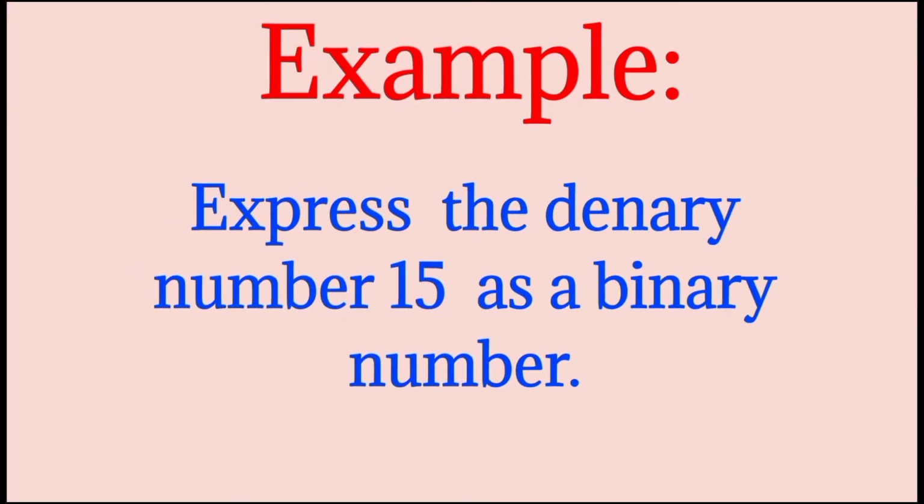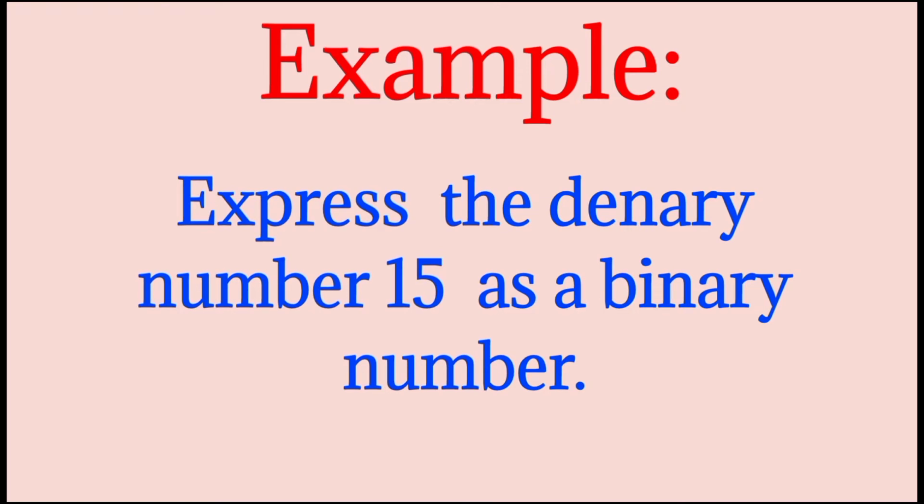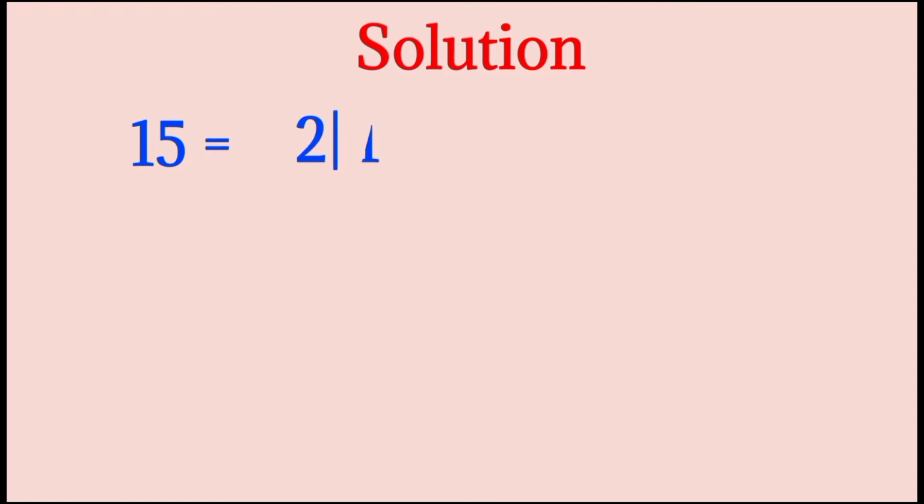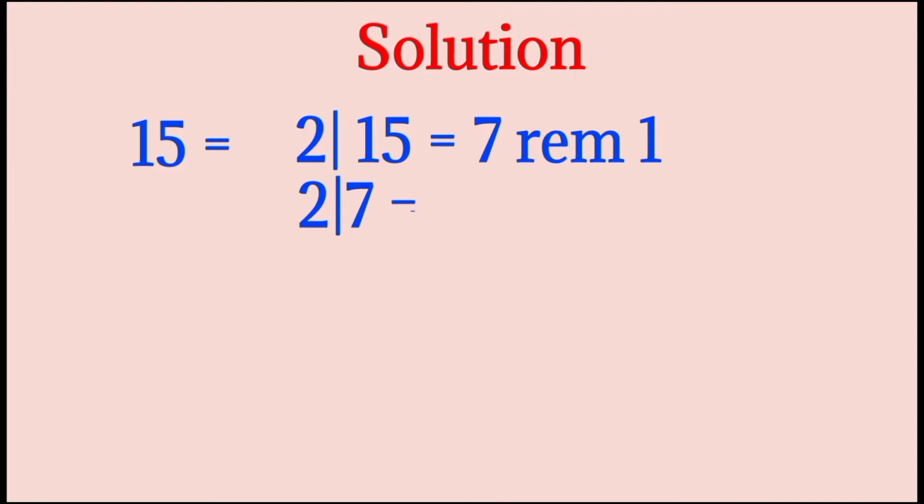Now, this is another example. It says express denary number 15 as a binary number. So in this case, we're expected to convert from base 10 to base 2. The main principle here is the division principle, where you keep on dividing by the base and keeping the remainder. So as you can see, 15 divided by 2 is equal to 7 remainder 1. We are also going to divide this 7 by the base 2 and keep the remainder. So here we have 7 divided by 2, which is equal to 3 remainder 1.